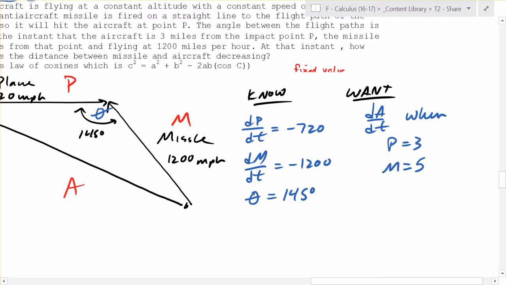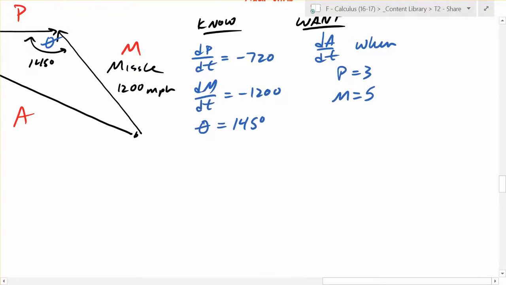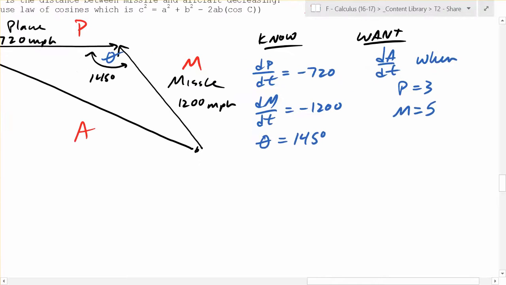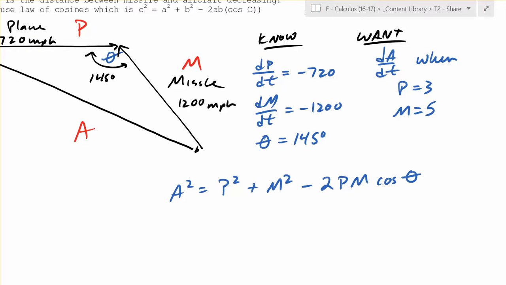So we have written down everything we know and we want, so now we need to write an equation that links what we know and what we want. So what's that equation going to be? Well, we know that A squared is equal to P squared plus M squared minus 2PM cosine of theta. Do we have to memorize this equation? Yes, you have to know the law of cosines.